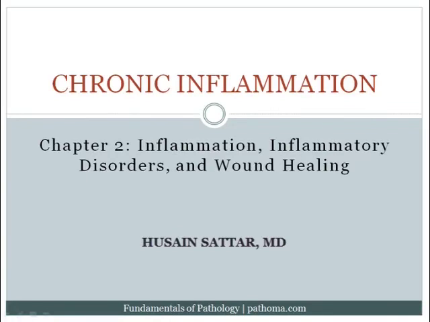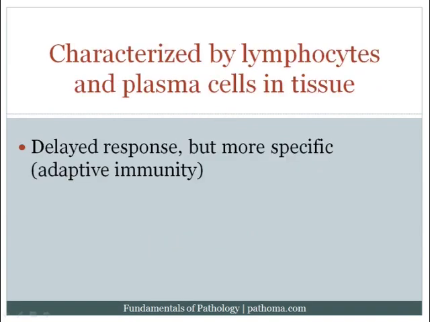Okay, welcome back. The next section that we're going to cover is chronic inflammation. This is just in the sequence of inflammation that we've been covering within Chapter 2. This particular section starts by discussing the fact that chronic inflammation is characterized by lymphocytes and plasma cells in tissue.